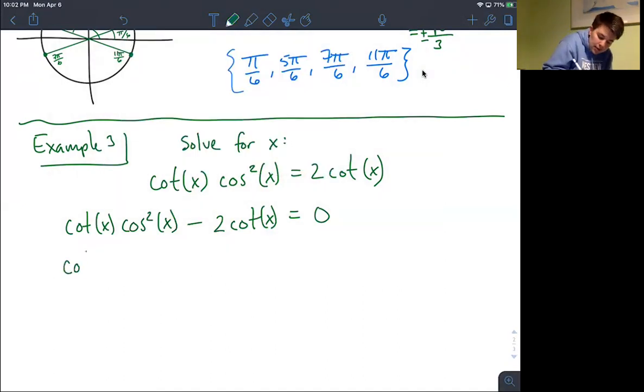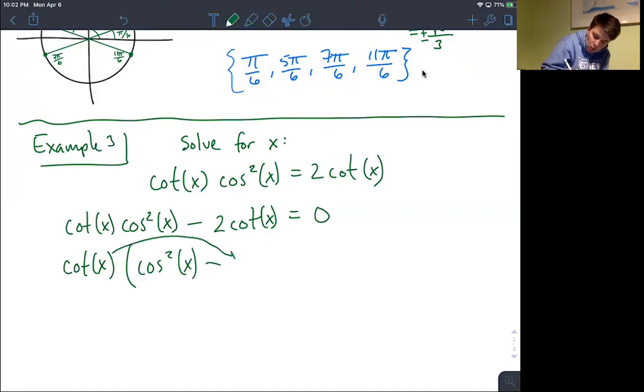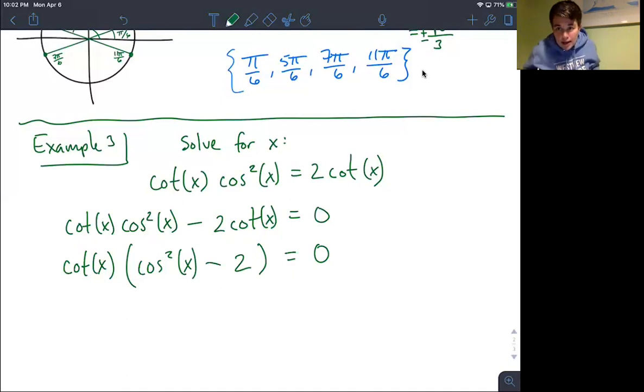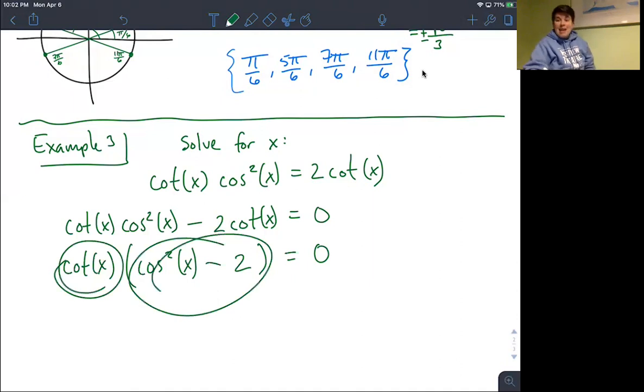So I'm going to say cotangent of x times cosine squared of x, and then minus cotangent times what would give me 2 cotangent, or minus 2 cotangent, minus 2. So all that equals 0. Y'all, this is just like a quadratic, right? I've got cotangent of x times cosine squared of x minus 2 equals 0. If this times this equals 0, that means that one of those things must equal 0. That's the only way it works, right?